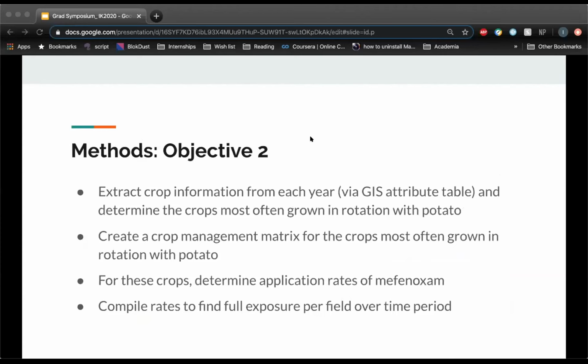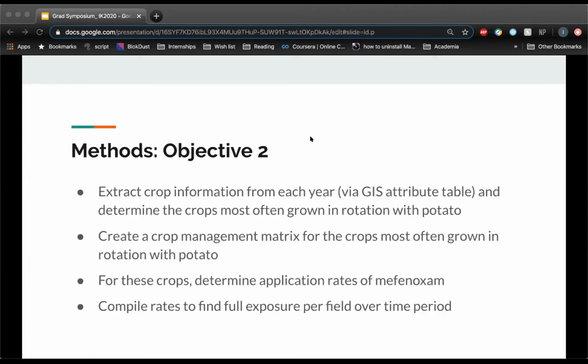Our next goal is to create a crop production matrix. To do this, we will extract crop information from each year and determine the crops most often grown in rotation with potato. Focusing on the crops most often grown makes it easier to pare the problem down to something manageable and will likely represent the greatest number of acres per grower rotations. Additionally, some types of crops are likely grown by only a few growers and wouldn't be as applicable for this wide-scale study.